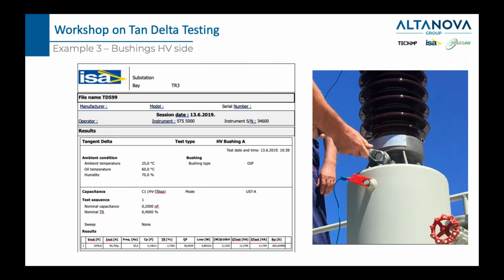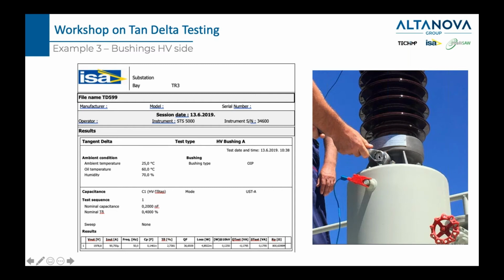Example number 3 was done on a bushing. Now in this case, we found issues on the bushing. As we said, when you are measuring a bushing, you will have to find the tap adapter and connect the generation up on the top of the tap adapter, and the measurement should be connected here to measure C1, and then you should invert that to measure C2.